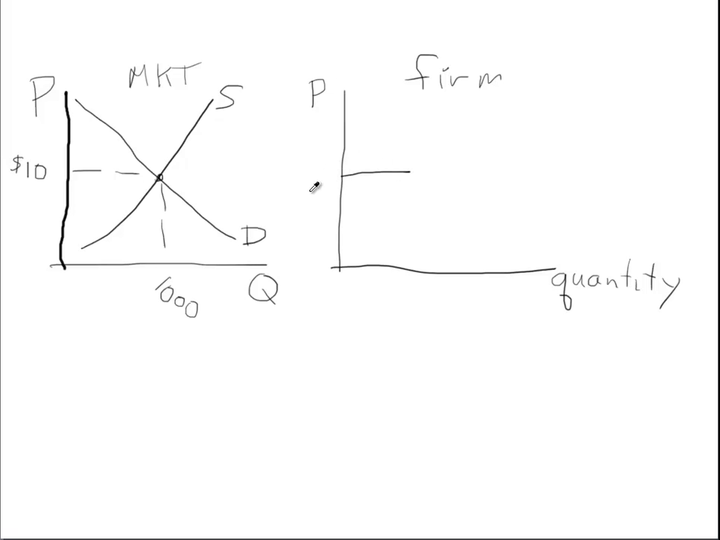Oops, it doesn't look very horizontal, does it? It's going to be a horizontal line right at that market price. Okay, so I'm not the straightest line in the world, but we'll try. There's our $10. And then we have a marginal cost curve. There's marginal cost. There's our marginal revenue. So MR is marginal revenue.